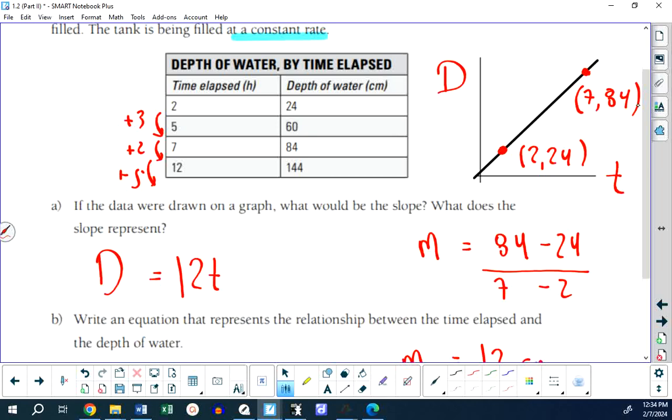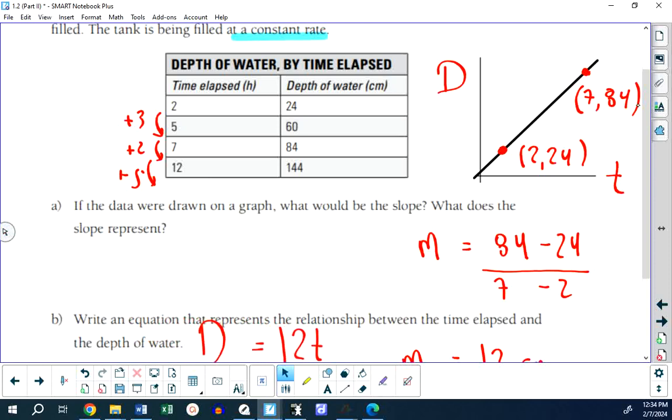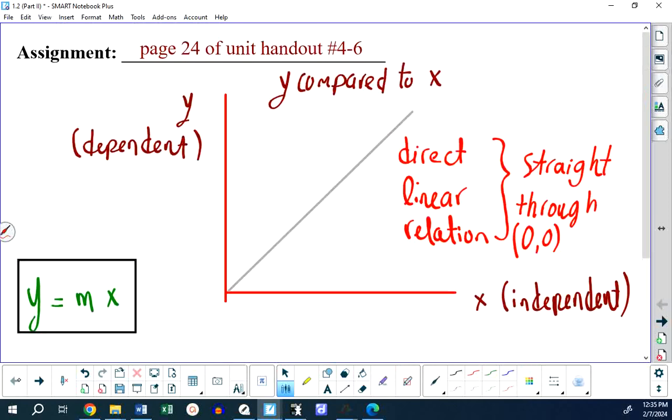And I'll give you a hint. I'm not looking at the question anymore. I'm only looking at the fact that the slope is 12. Right? We got a slope here of 12. How am I getting this equation? I'm getting the equation because y equals the slope times x. So d equals the slope times t.